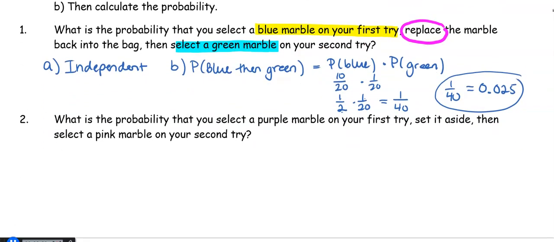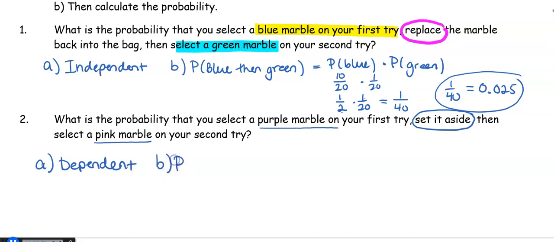All right, let's look at the next one. What is the probability that you select a purple marble, set it aside, and then select a pink marble? So now when I take that purple marble out of the bag, I'm not replacing it. And since I'm not replacing it, my bag no longer has 20 marbles in it. It only has 19. I have changed my sample space. Therefore, these two events are dependent events.